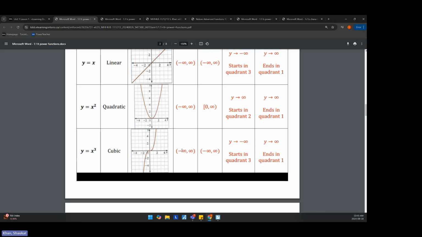Domain is just all x values, so x ∈ ℝ, or negative infinity to positive infinity. And range, in this case, this function does go all the way down and it goes all the way up. So range is also all real numbers, or from negative infinity to positive infinity.